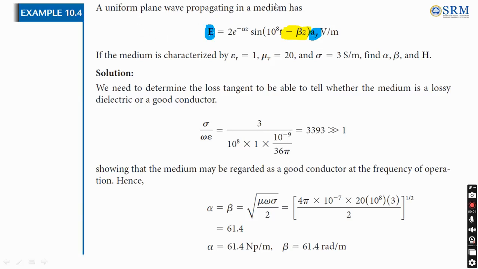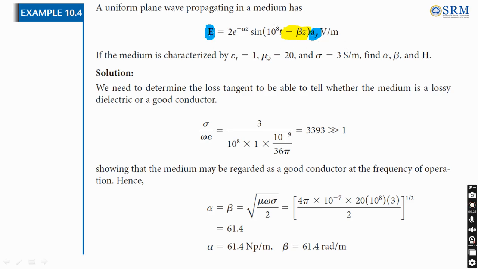A uniform plane wave is propagating in a medium and has the electric field 2 e power minus alpha z sine of omega t minus beta z into the unit vector, in volt per meter. They have given the medium properties like permittivity, permeability and conductivity. They ask us to find attenuation, phase constant and the expression for magnetic field.